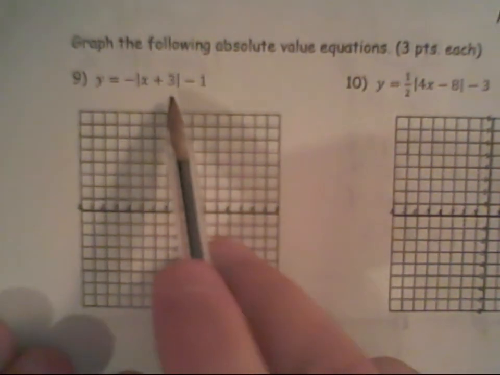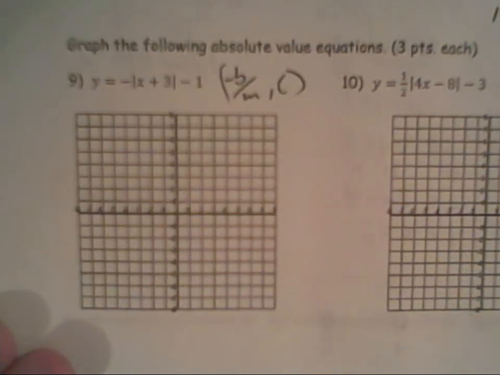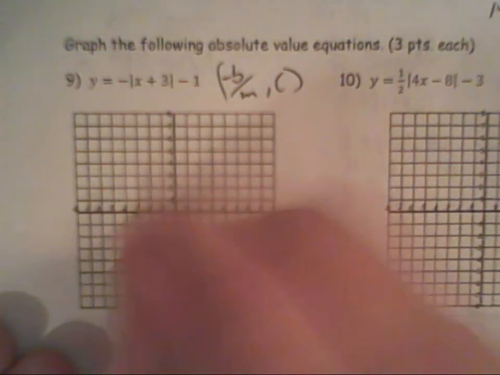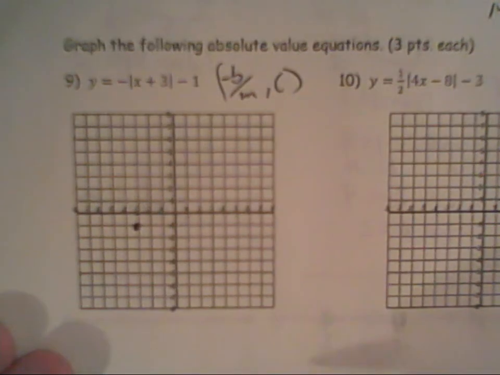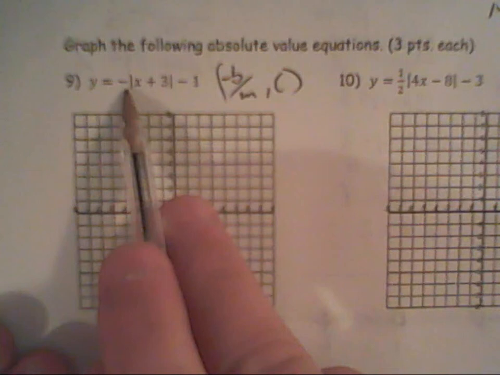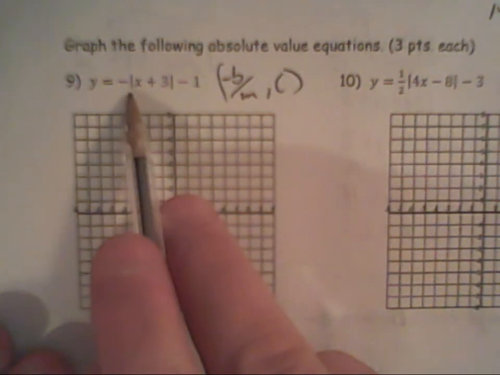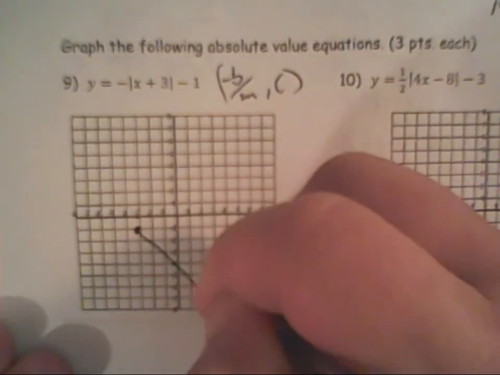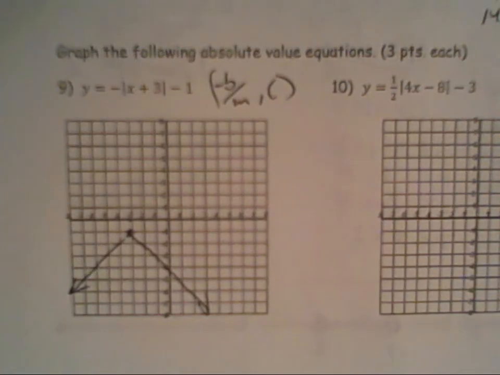Number 9, x plus 3. Remember, it's negative b over m and then c to find the vertex. So I'm going to take negative 3 over 1, which is negative 3, and then negative 1. So my vertex is at the point (-3, -1). It does open down because there's a negative sign in front of the absolute value, and if I multiply a and m together, it's a negative 1 times a positive 1. So my slopes are going to be both negative 1 and positive 1, which is going to look something like this.